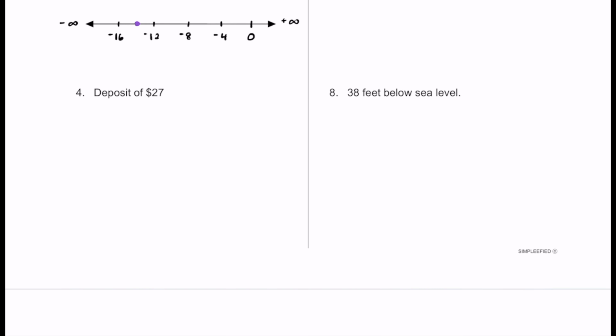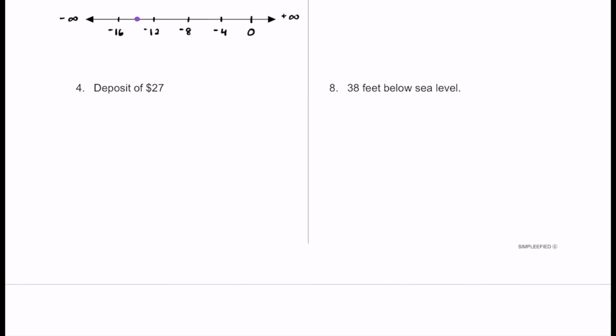For number 4, we have a deposit of $27. So a deposit means that we're putting money into the bank. So for your bank account, that's going to go up, right? That's what that positive 27 represents. So to write the integer that represents a deposit of $27, that's just going to be positive 27. If you deposit $27 into your bank account, that means it goes up by 27, or a positive 27.